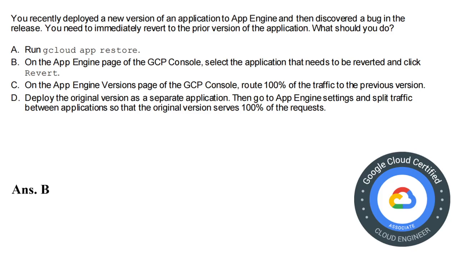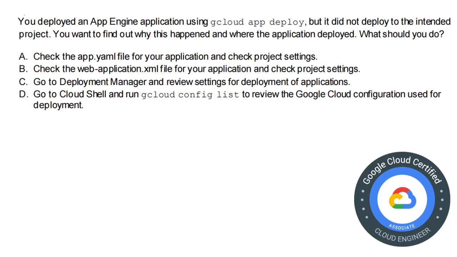That is, on the App Engine page of the GCP console, select the application that needs to be reverted and click revert. So they have clearly mentioned that you need to revert to the prior version, so we will make use of the revert option here. That is, in the second option you have to click revert. Moving on to the next question.